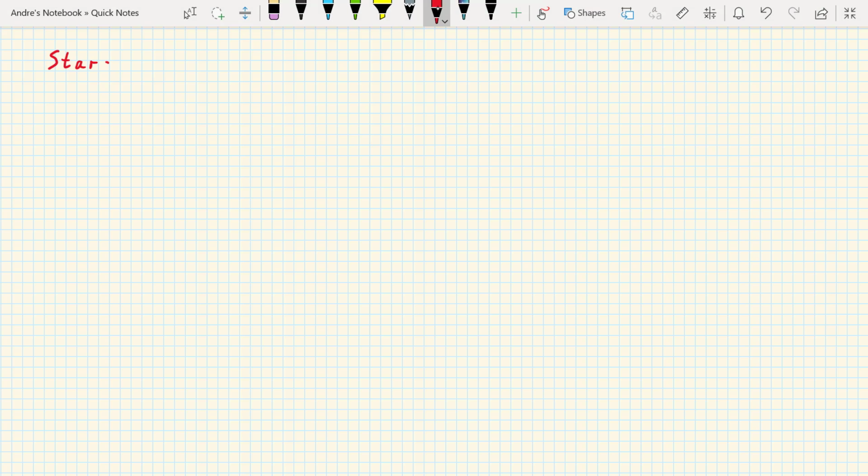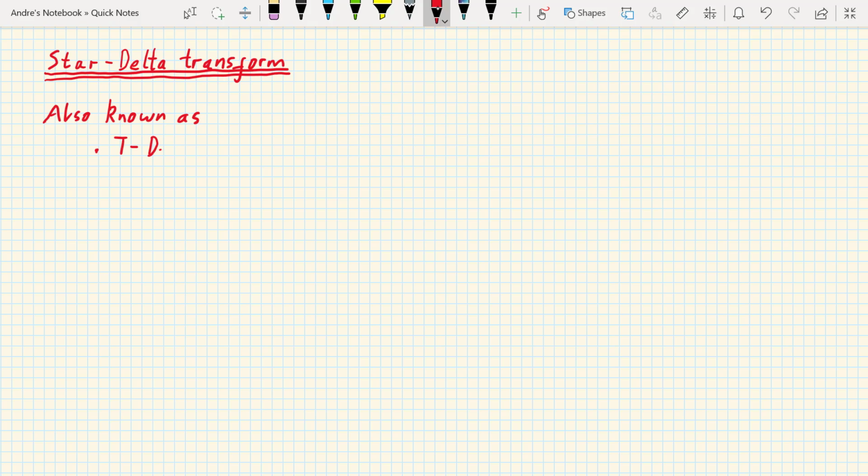Hello. Today we're going to be looking at the star-delta transform for electrical circuits. It's also known as the T-delta transform, the Wye-Delta transform, or the Wye-Delta transform spelt W-Y-E. They're all the same thing.